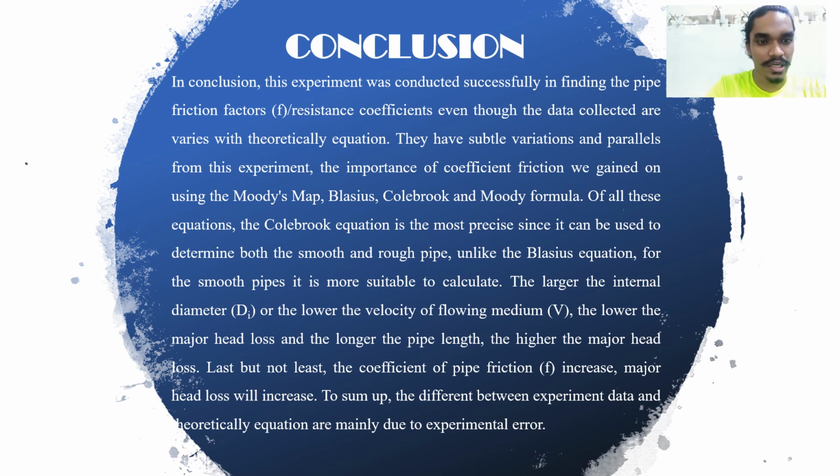The larger the interior diameter or the lower the velocity of the flowing medium, the lower the major head loss, and the longer the pipe length, the higher the major head loss. Last but not least, as the coefficient of pipe friction increases, the major head loss increases. To sum up, the differences between experimental data and theoretical equations are mainly due to experimental error.